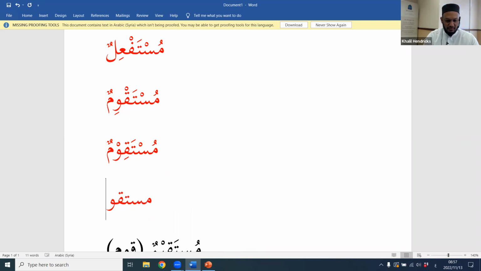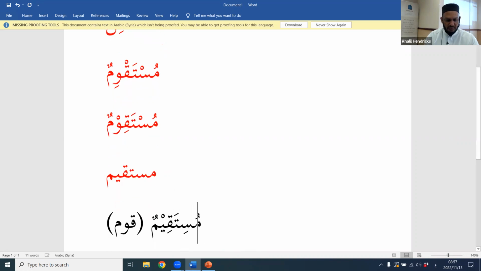And then I get to ihdina siratal mustaqim. So mustaqim is what? The ismul fa'il of the 10th verb, which you've been reciting your whole life. So when you think about the word mustaqim, it comes from which root letters? Qama. What does qama actually mean? To stand, to be upright.